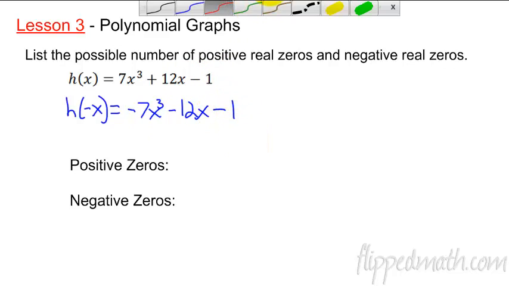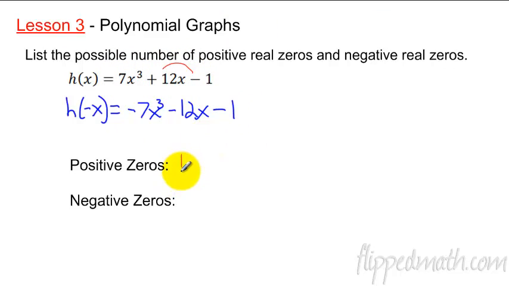So now let's count the number of times it changes for the positive one. Positive sign, negative sign. So it changed one time. So there are either going to be 1 positive zero or 0. We could say 1 or 0 positive zeros. I mean, it's going to cross the x-axis once or no times.